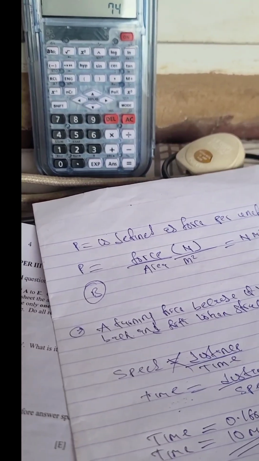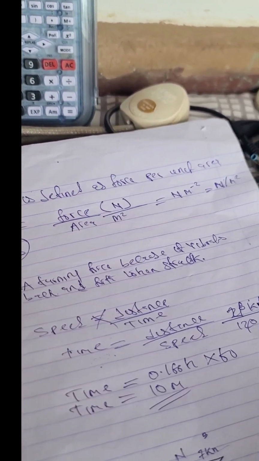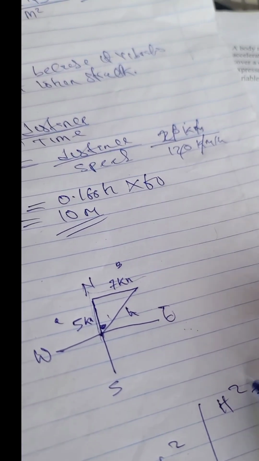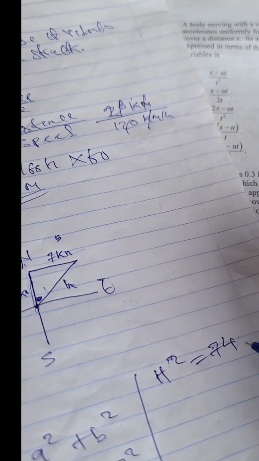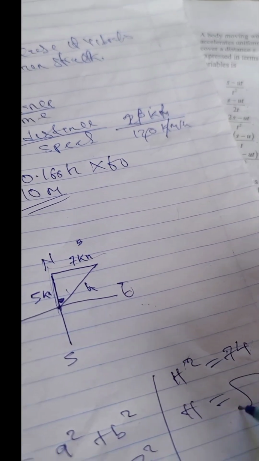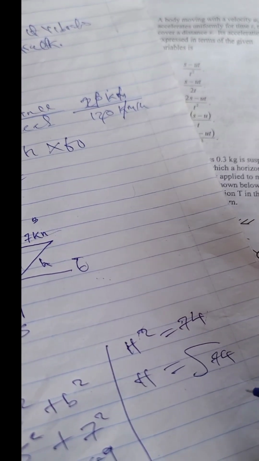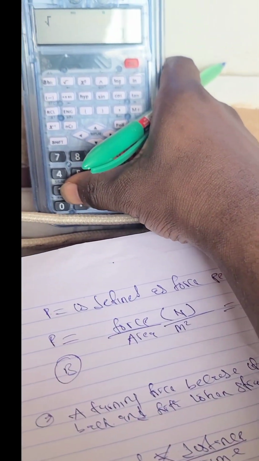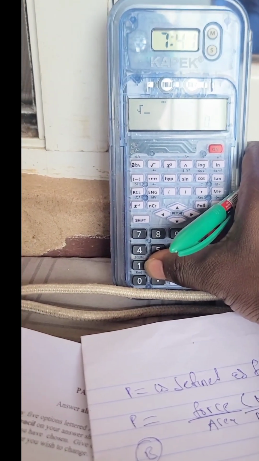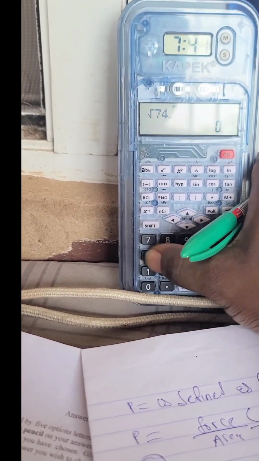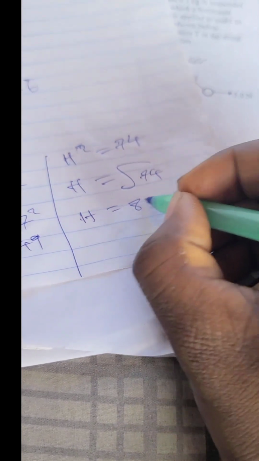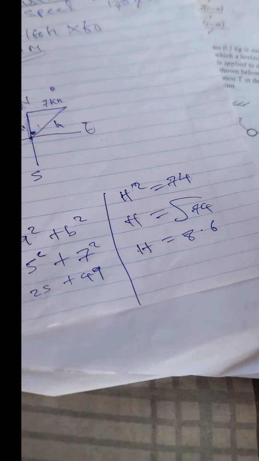Okay, so we have H square equals 74, right? And square crossing over the equal to side, we change to square root. So H equals square root of 74. So square root of 74 is what? Let's check. Square root of 74 is 8.6. So H equals 8.6. So we are not done yet.